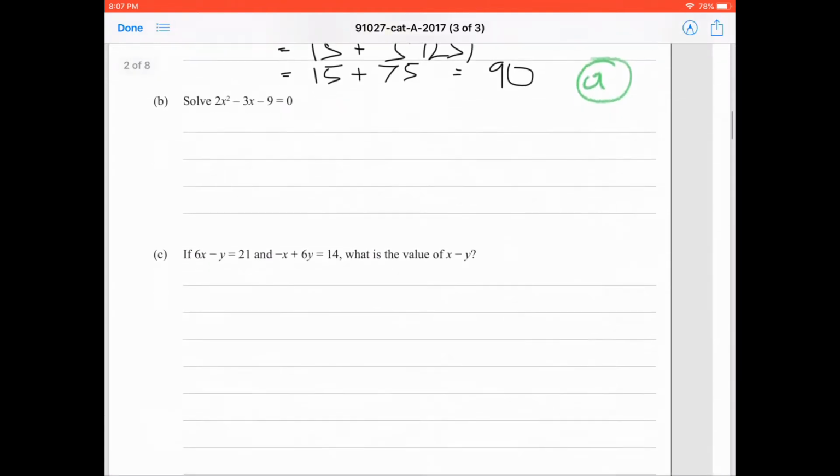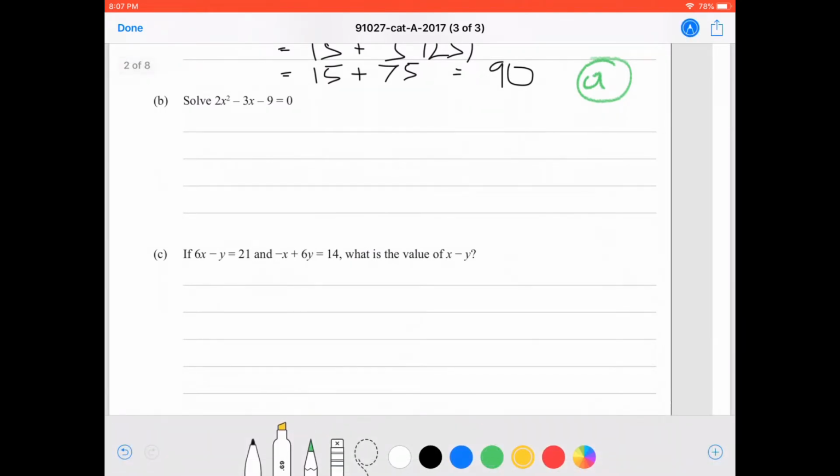Moving on to question 1b now. We've been asked to solve this quadratic: 2x squared minus 3x minus 9 equals 0. So this quadratic, there's really two types of quadratics in the MCAT. You've got quadratics where a is greater than 1 and where a is 1. So what I mean by that is a quadratic is written in the form ax squared plus bx plus c, and in this case a is greater than 1. It's 2, right?